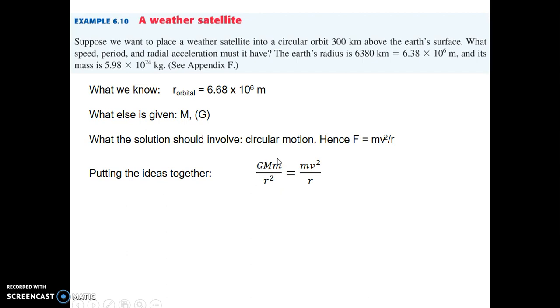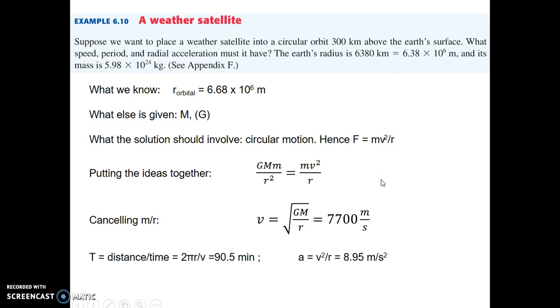So, we have this expression, and if we cancel m over r and take the square root, we'll easily get the answer. To get the period, we can simply consider distance over time. The distance is the circumference of the circle, 2 pi r. Sorry, the time is distance over speed, so 2 pi r over v, and this is the answer. So the acceleration will be this answer.